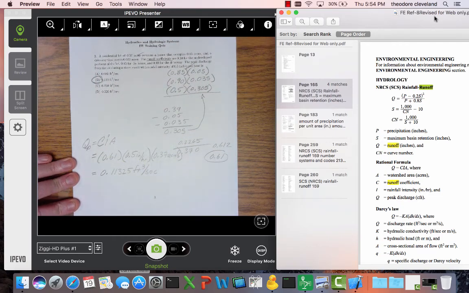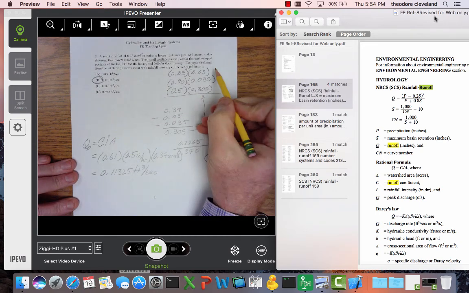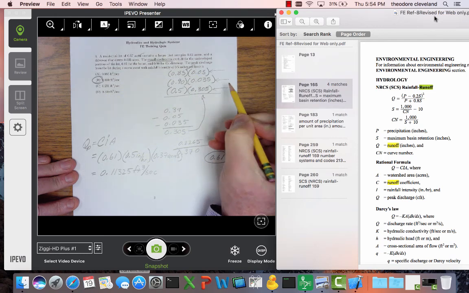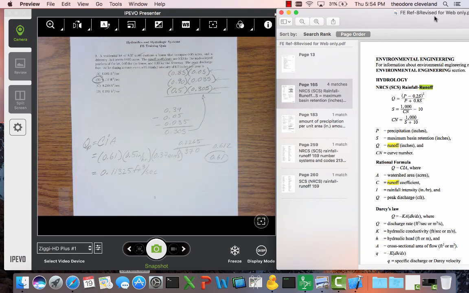And that was how we can do this problem. An alternate way to do the problem is to calculate the discharge for each individual component, and then just add those up. That'll have roughly the same numerical answer.